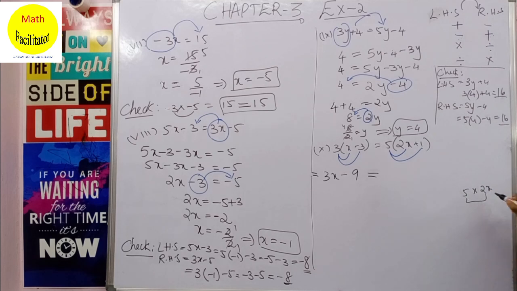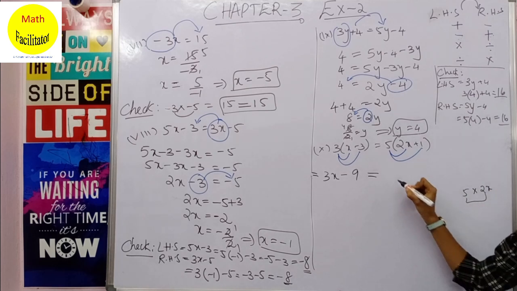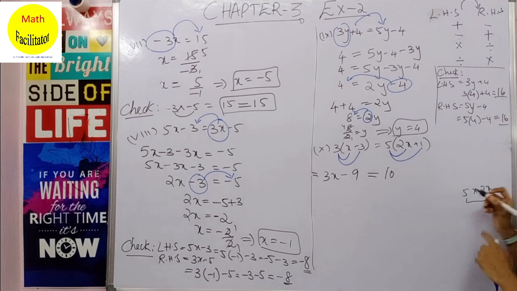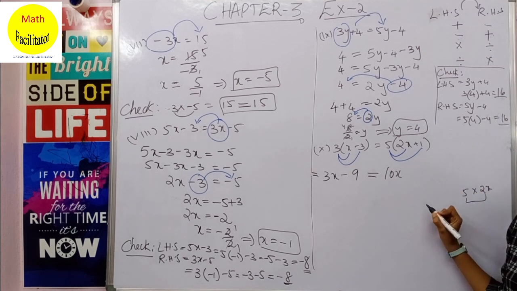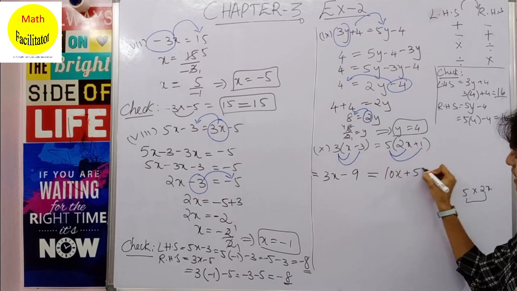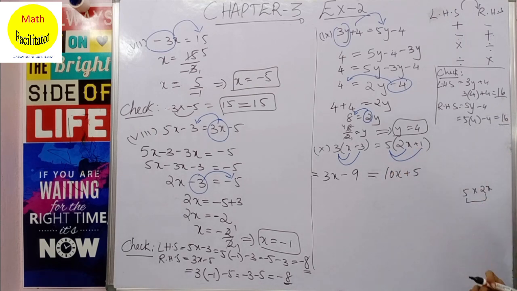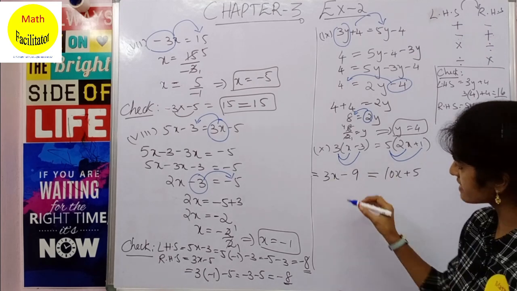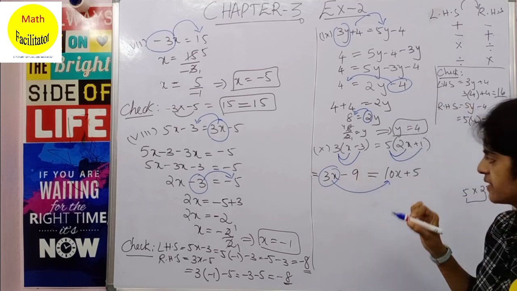You will simply multiply 5 and 2. 5 2s are 10, so you have 10 and you have an x here. So it is 10x. Okay, and you have plus, write plus 5 multiplied by 1 gives you 5. Simple. Now out of 3x and 10x, which is bigger? 10x. So let us transpose this 3x to this side.